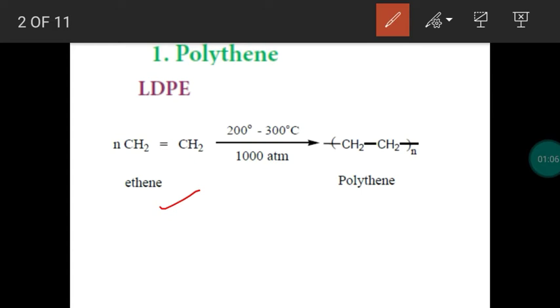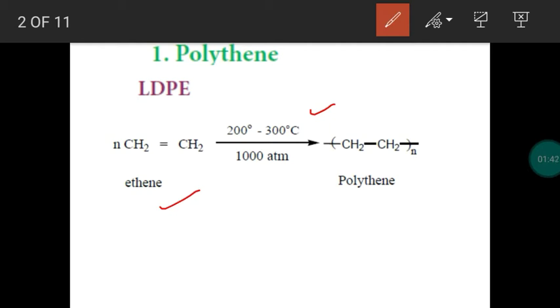First, preparation of low density polythene molecule. So we take the monomer ethene, we heat at 200 to 300 degrees Celsius and 1000 atmospheric pressure in the presence of oxygen as a catalyst. 1 mark. So during this polymerization reaction we take oxygen as a catalyst. Next, 1 more question is, this addition polymerization is following free radical mechanism.